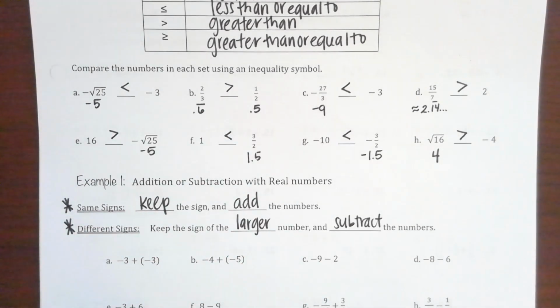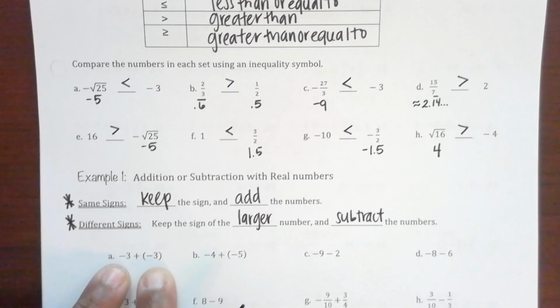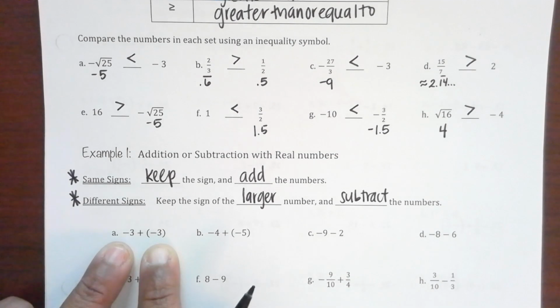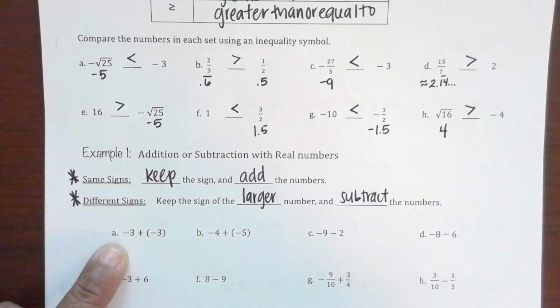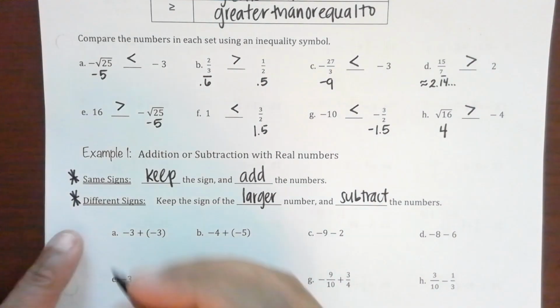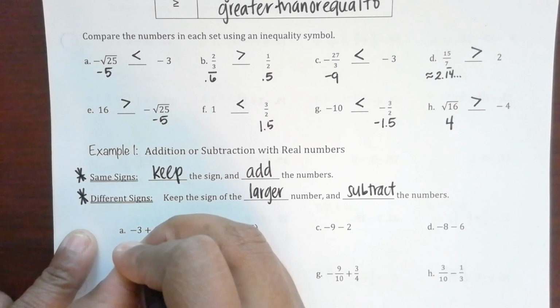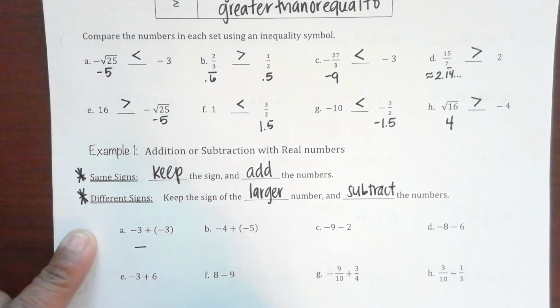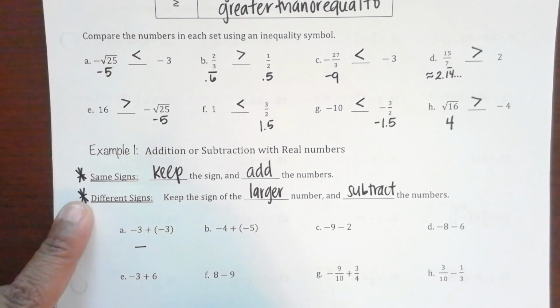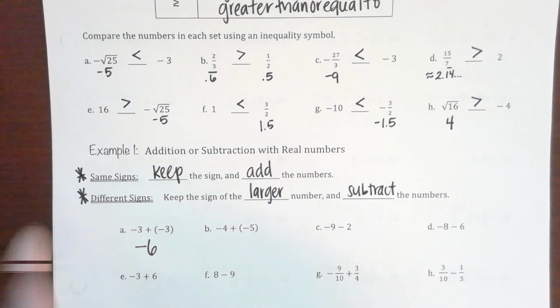Thank you. So, any questions there? Everybody good? Look at letter A. I'm dealing with negative 3 plus negative 3. Do these have the same sign? Yes, because they're both what? So, what should my answer be? Do I keep the sign or do I change it? So, the answer should be what? Negative. And then what's 3 plus 3? That's how you do it without a calculator.